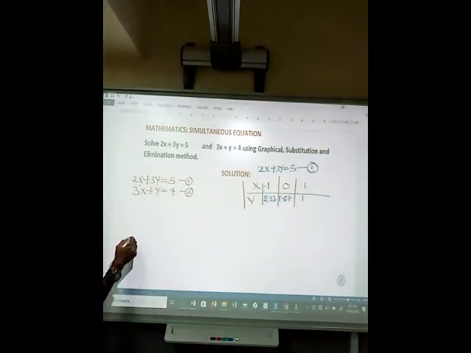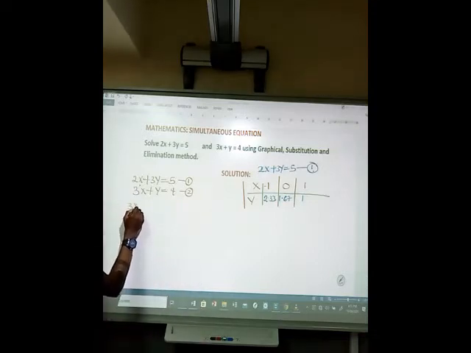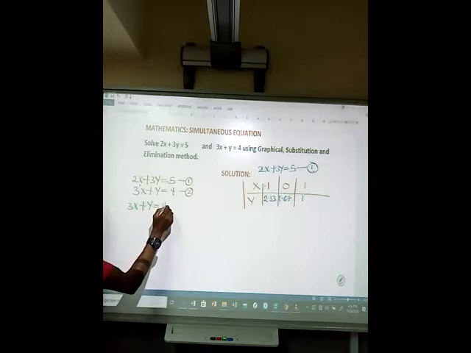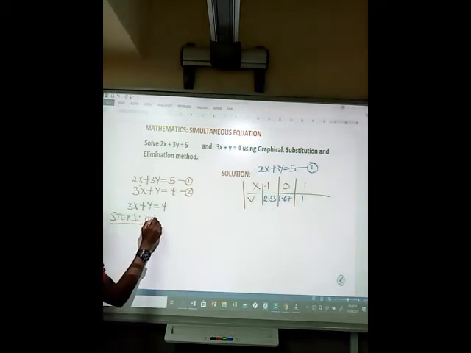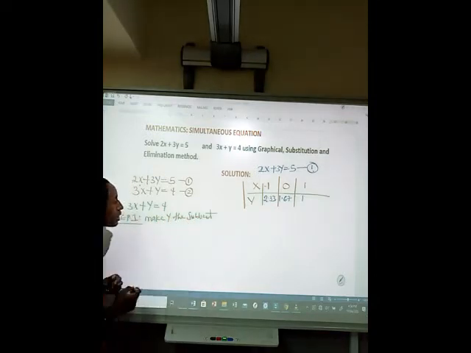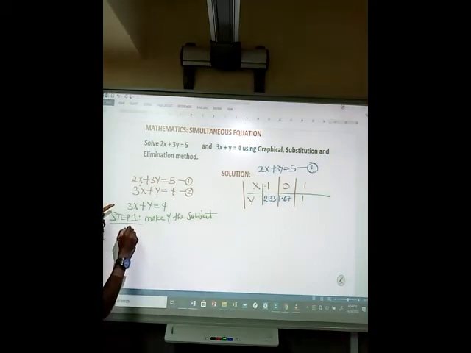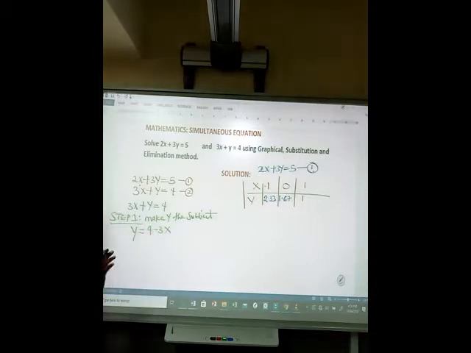Now, equation 2 says that 3x plus y equals 4. So do not forget what I said in step 1. You make y the subject. So when you make y the subject, we have y equals 4 minus 3x. So I have no problem. I won't be able to make y the subject of the formula. Therefore, you move into the next step, assuming a range of values of x.